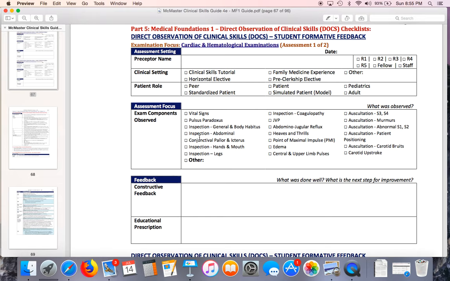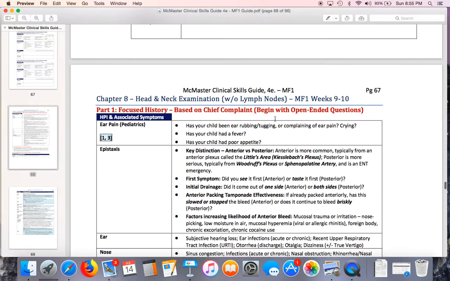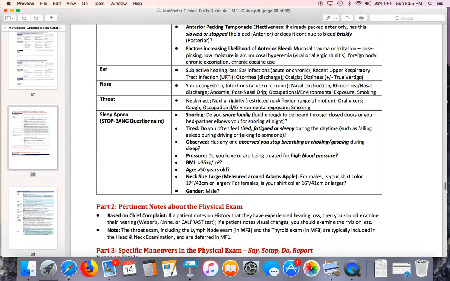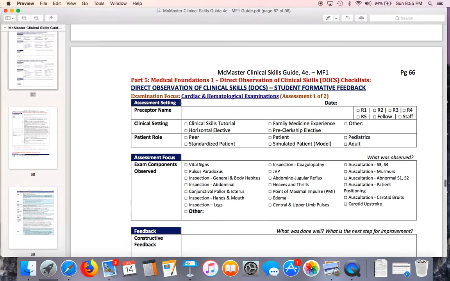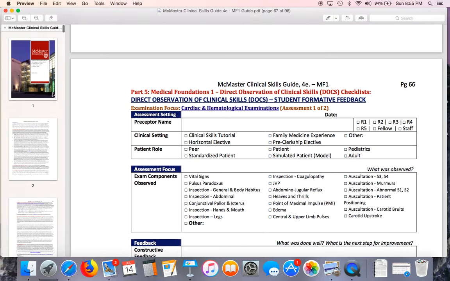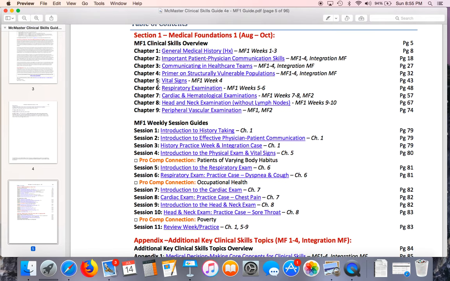And you might not be able to do all of these. The vast majority of people probably don't even feel for heaves and thrills or auscultate for carotid bruits or a carotid upstroke. They don't palpate for that. But they're important pieces of the exam that you can try to include as best as possible. And then we do the head and neck exam, and you can go through all of this. There is a lot of stuff included in here. Remember, this is a 100-page document, and if you go to this section, everything's included.